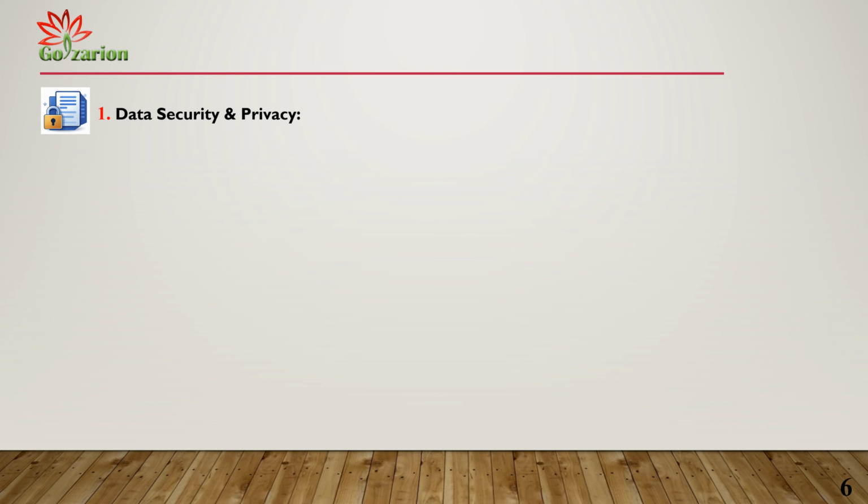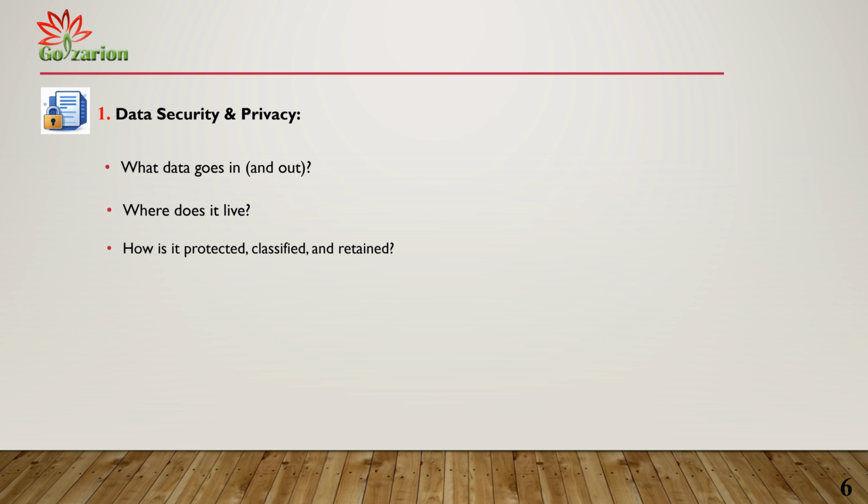Data security and privacy comes down to 3 simple questions. What data goes in and what data comes out? Where does it live? How is it protected, classified, and retained? In our Teams Assistant example, HR wants it to answer how many weeks parental leave do I get? Easy, but an employee might ask, show me the salary bands for my team.